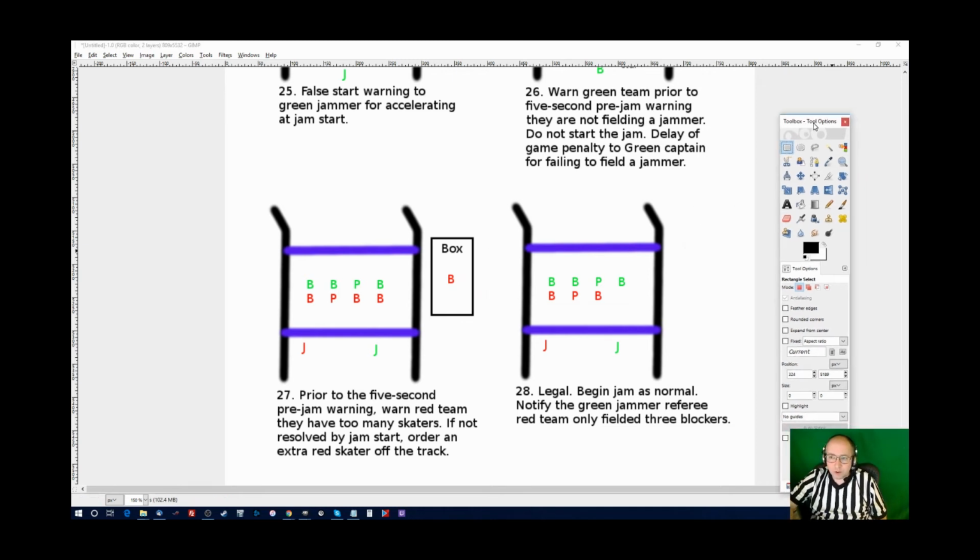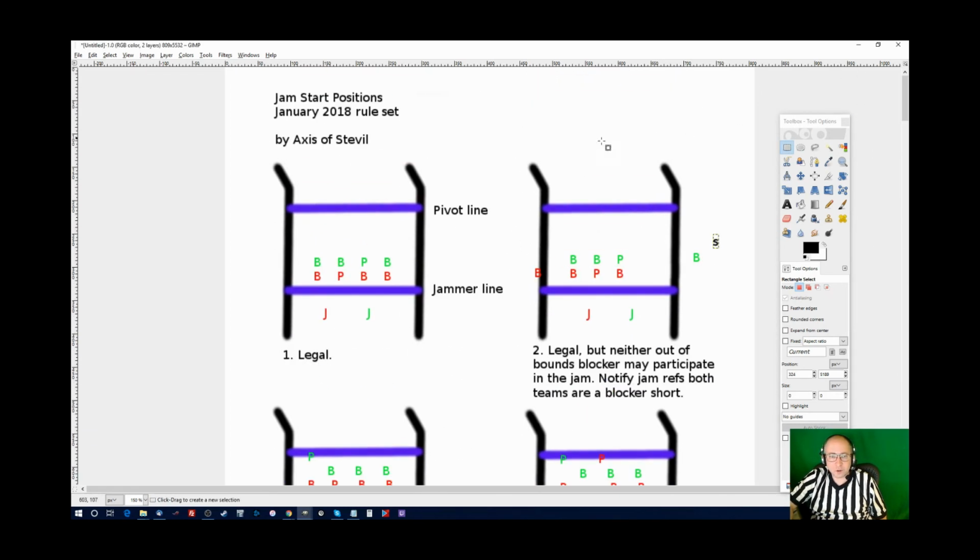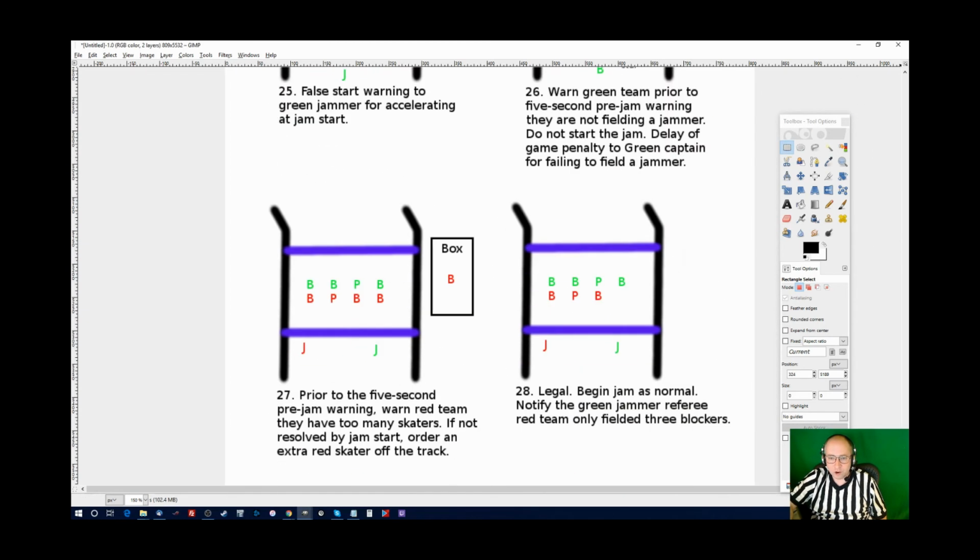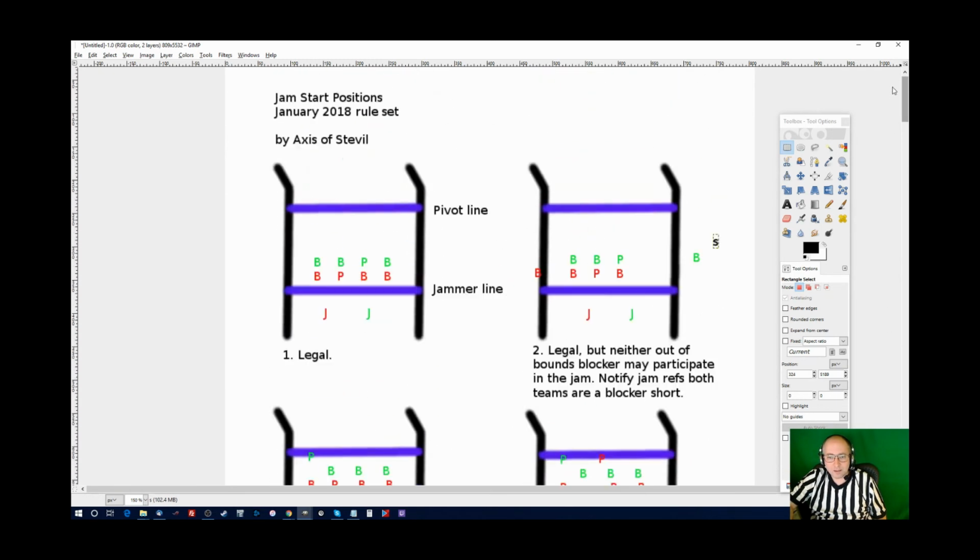Anyway, 28 situations here. I will put in the show notes where you can find this graphic once I fix the typo. So that way you can download it and you can study it because this is a very helpful graphic when learning how to start the jam. This is not all the possible bizarre jam starts, but this is the bulk of the major ones, as well as some obscure ones. And just a good way to learn the base concepts. So study it, learn it, because this is going to help you become a better referee.